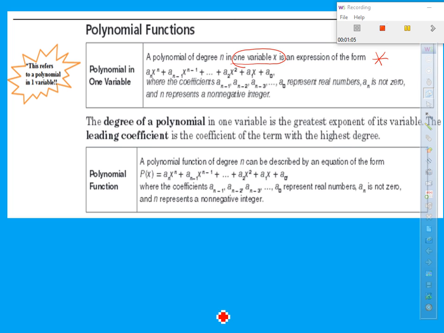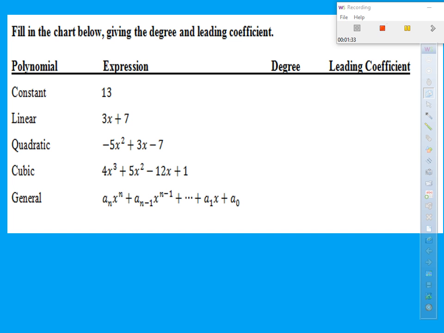The other thing I want to talk to you about is that the degree of a polynomial in one variable is the greatest exponent of the variable. And the leading coefficient is the coefficient of that term. I'll show you that real fast. If you would, look right there where it says polynomial, expression, degree, leading coefficient.